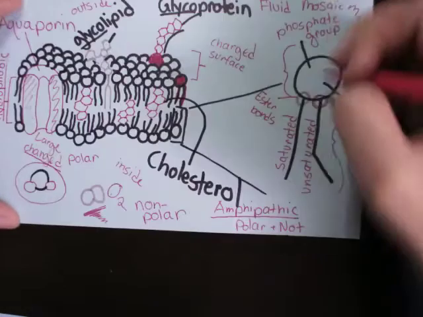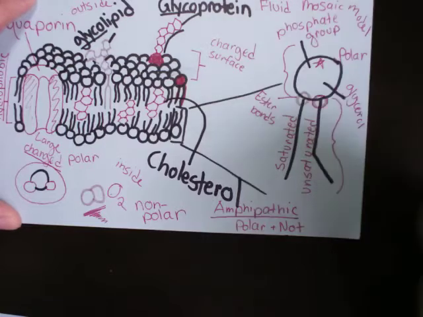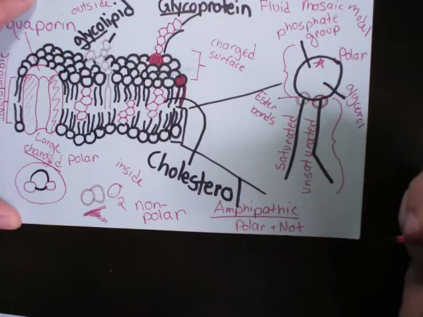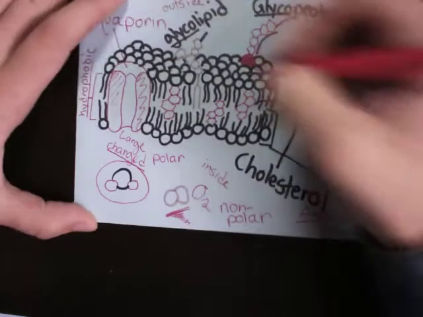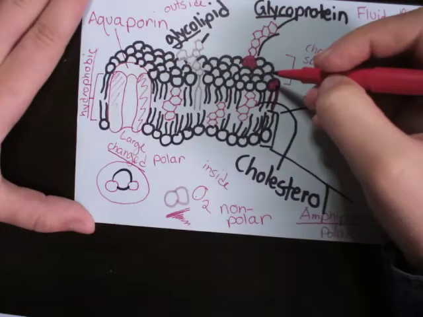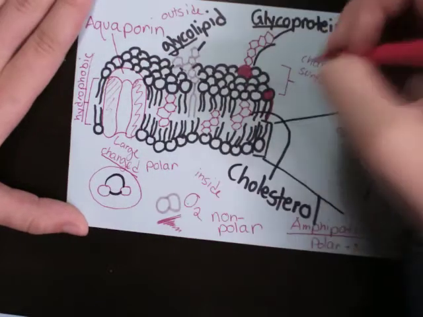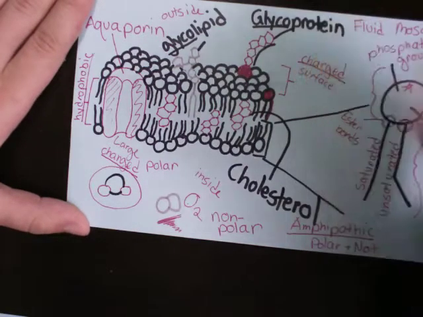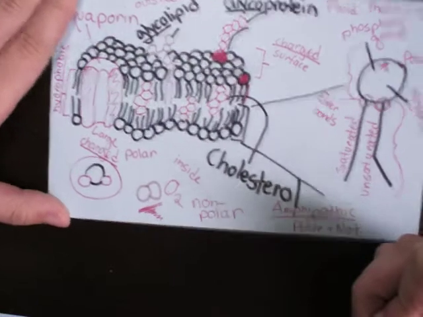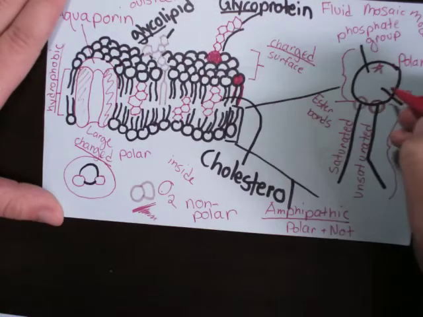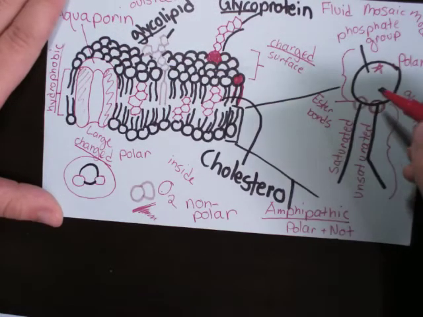But alas, we have the hydrophilic head. So what does it do to the quality of our membrane? It makes both surfaces, the outside and the inside surface, charged. They both have a charge because they're made entirely of these polar phospholipid heads.